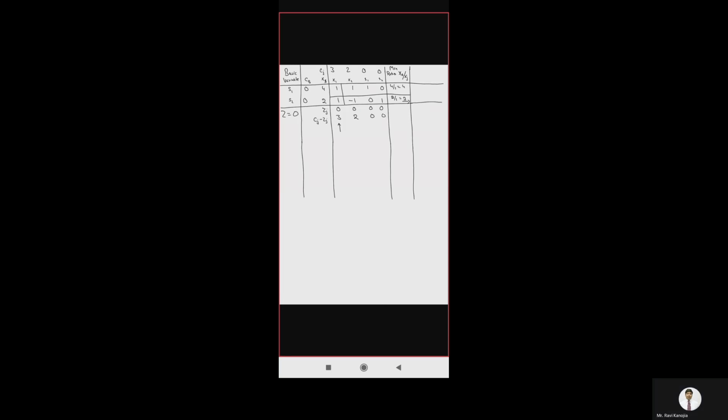Okay. So in the next table, what we do is we have to iterate it. So this is our key element. We have to make the key element 1. It is 1, so we can write it as it is. The first variable remains same. We won't change the sequence of the variables. S1 remains S1. S2 has gone out, and instead of X2, we have X1. So we have X1 over here now.